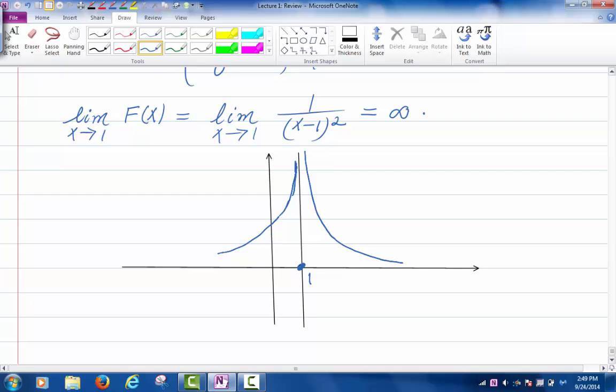Now, is this a removable discontinuity? No, because it doesn't matter how you redefine the function at 1. The limit of the function at 1 is always going to be infinity, and then you cannot remove that discontinuity. So I have a vertical asymptote at x equals 1. Okay, is everybody okay with that?